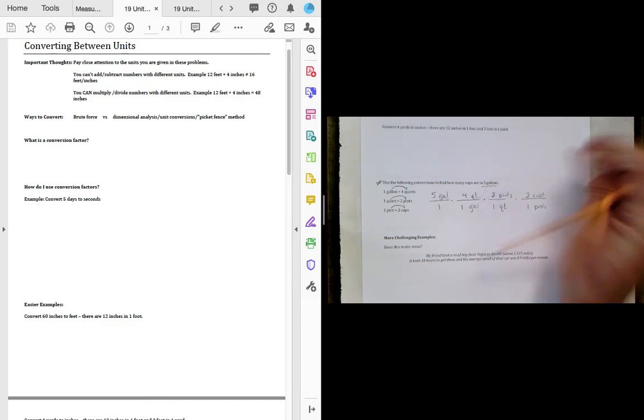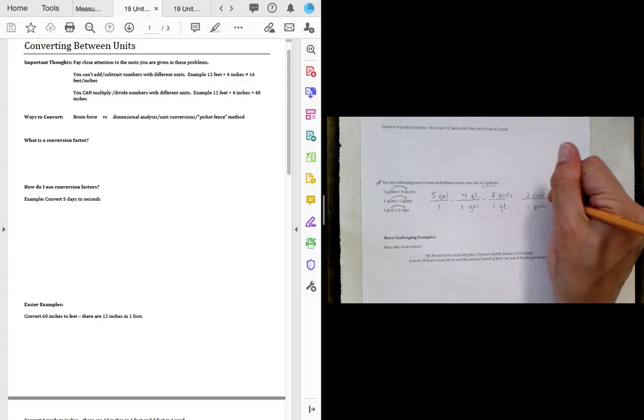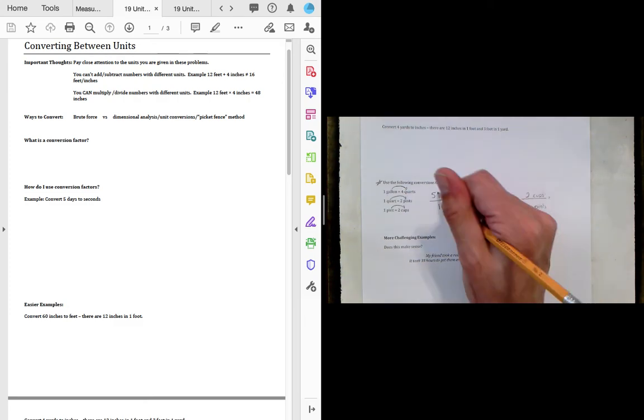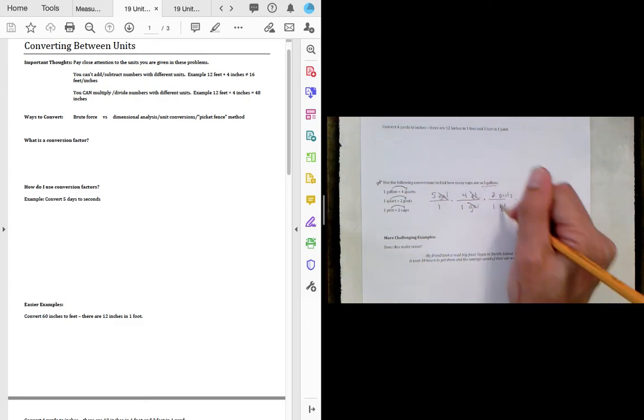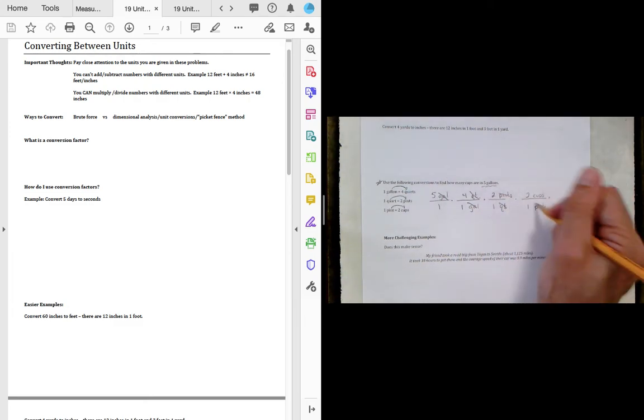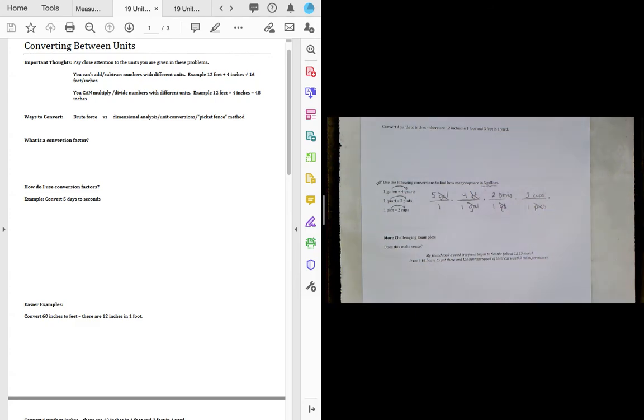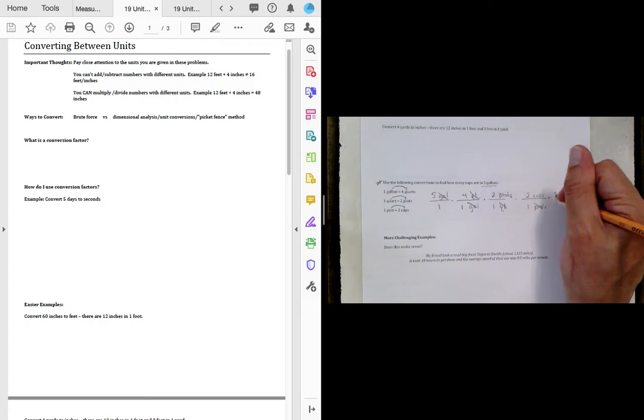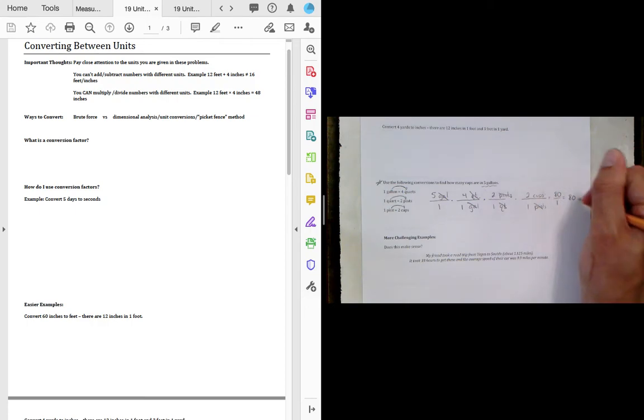And now I'm ready to multiply. My gallon unit cancels, my quarts cancel, my pints cancel, and the only one left I have is cups. When I multiply across, 5 times 4 is 20, times 2 is 40, times 2 more is 80, over 1, which is just 80 cups.